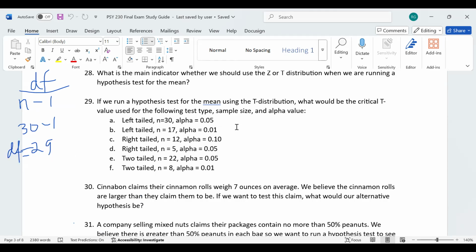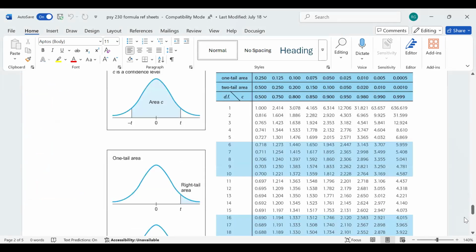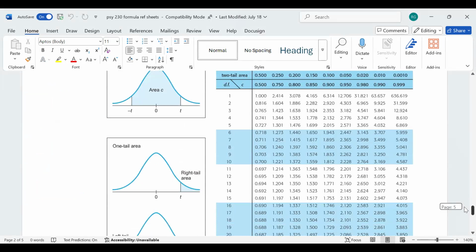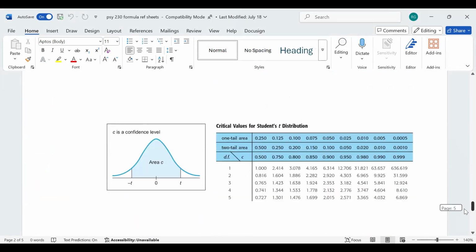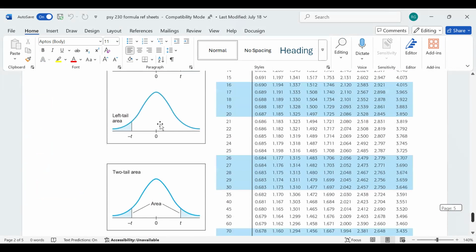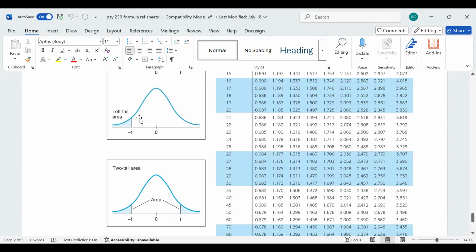Now this is left-tailed, and we are supposed to find a critical T value. Now I'm going to go to the chart real quick because that is very important. Now if you go to the chart, on the left of the chart, you would see that here we have a left-tailed curve, and it tells us that the T is always going to be negative.